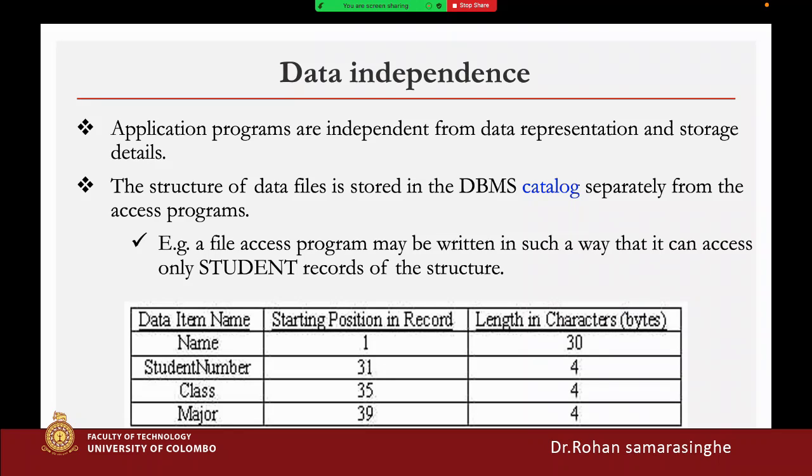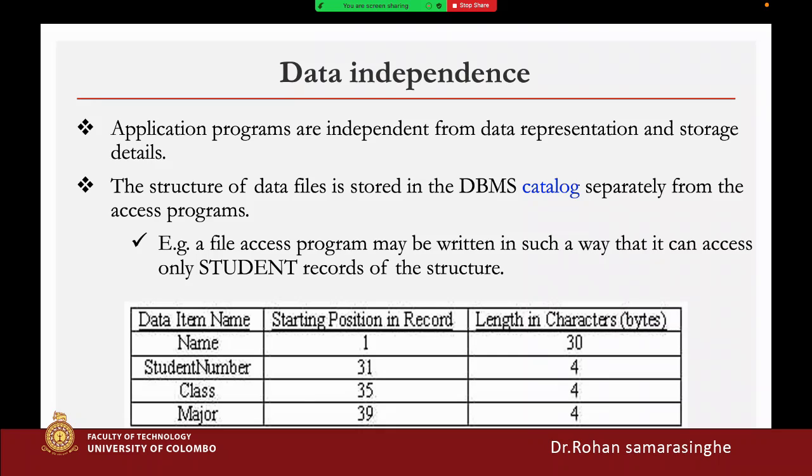So he can easily write the programs. He just wants to write the commands to access the data. And if he knows the data types, the table names, the attribute names and the database name, then he can use those things to access the data. Then he need not know how the data is physically stored. The structure of the data files is stored in the database management system catalogs, separately from the access program.